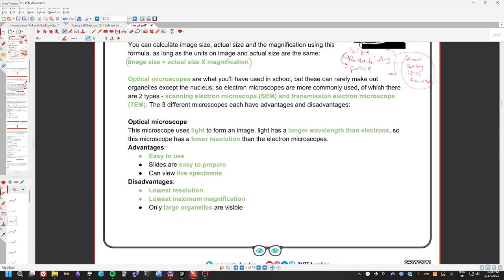Optical microscopes, you'll have used in school. You can barely make out anything except the nucleus. So electron microscopes are used more in actual labs. There are two types: your SEMs and your TEMs, the scanning electron microscope and the transmission electron microscope. We'll go on talking about these now.